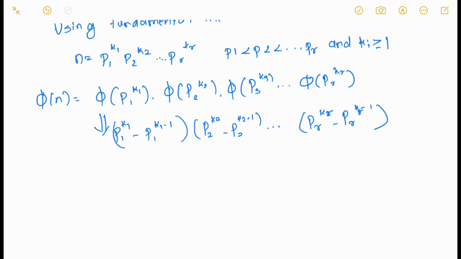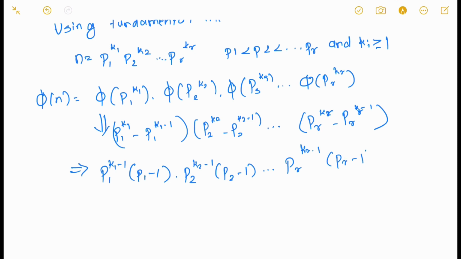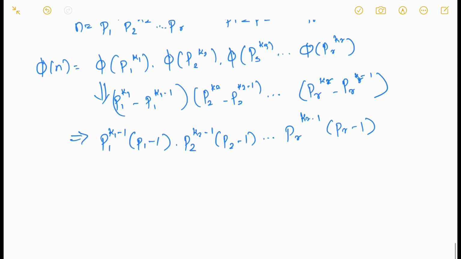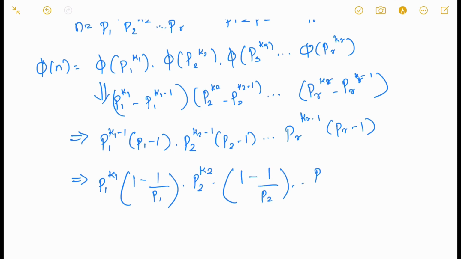So we can rewrite it as p1 raised to k1 minus 1 into p1 minus 1, into p2 raised to k2 minus 1 into p2 minus 1, up to pr raised to kr minus 1 into pr minus 1. We are doing nothing but taking the prime powers common, and again this can be rewritten as p1 raised to k1 into 1 minus 1 upon p1, into p2 raised to k2 into 1 minus 1 upon p2, up to pr raised to kr into 1 minus 1 upon pr.